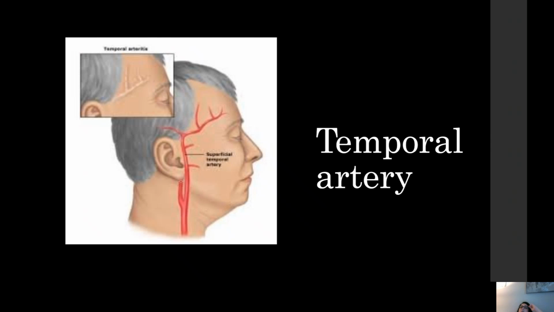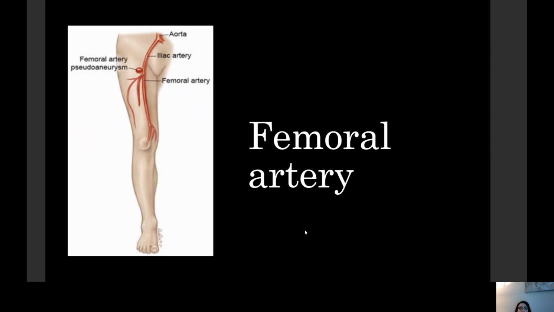Here we have the temporal. Now the temporal, we can actually check a pulse here, and you can feel your own. If you're real still, you can actually feel your temporal artery, and it runs right along the side, all the way up and through the ear into the forehead, and that's the temporal.